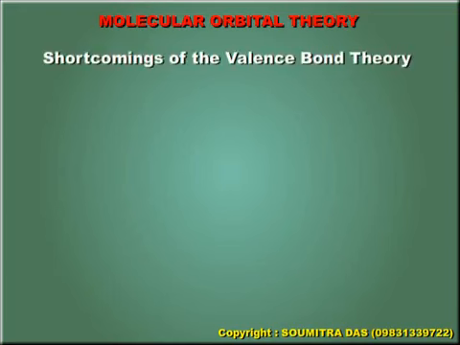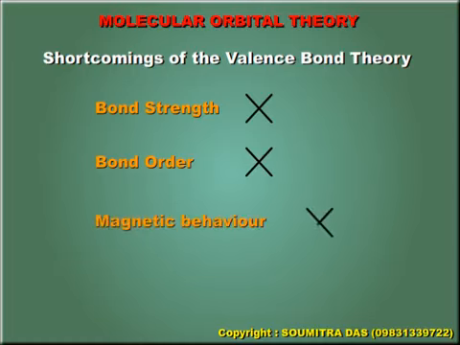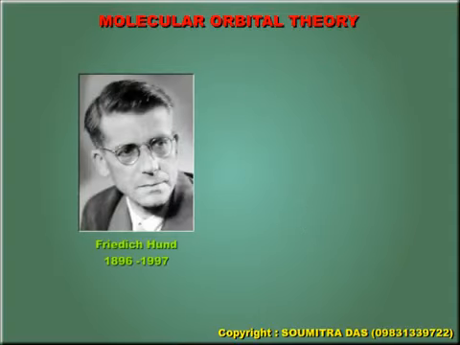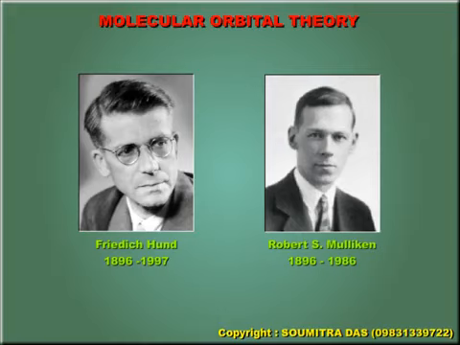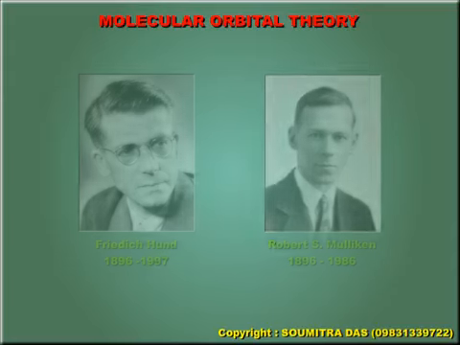Valence bond theory could not explain clearly the bond strength, bond order, and magnetic behavior of molecules. Thus, a new theory called the molecular orbital theory was introduced by Frederick Hund and Robert S. Mulliken in 1932.